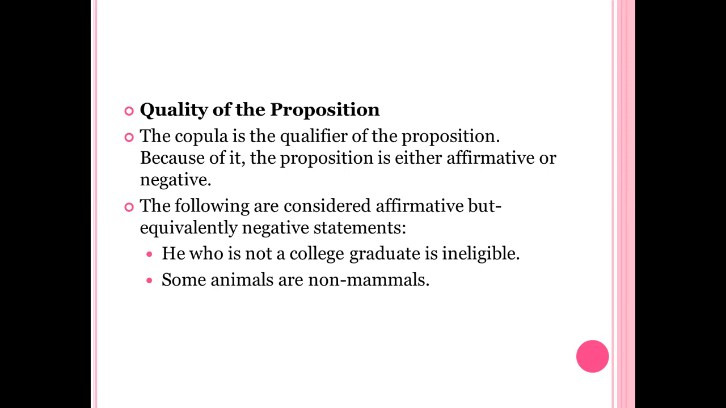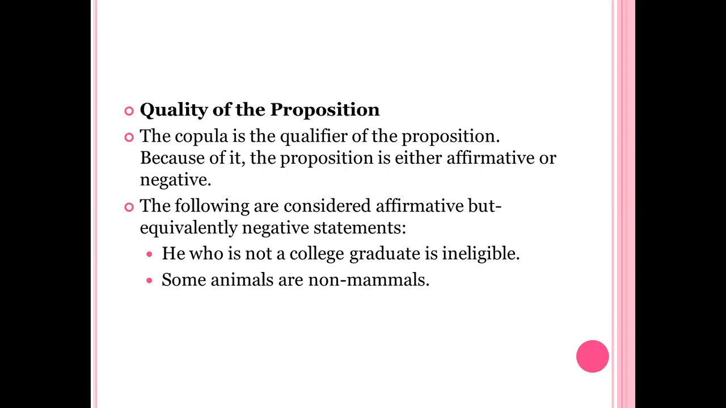From the first sentence that we have, he who is not a college graduate is ineligible, these are considered affirmative but equivalently negative statements. Some animals are non-mammals. From the two sentences, the copula in the first sentence is "is," and the copula in the second sentence is "are." The subject for the first sentence is "he," and the subject for the second sentence is "animals," or "some animals." The predicate for the first sentence is "ineligible," and the predicate in the second sentence is "non-mammals."